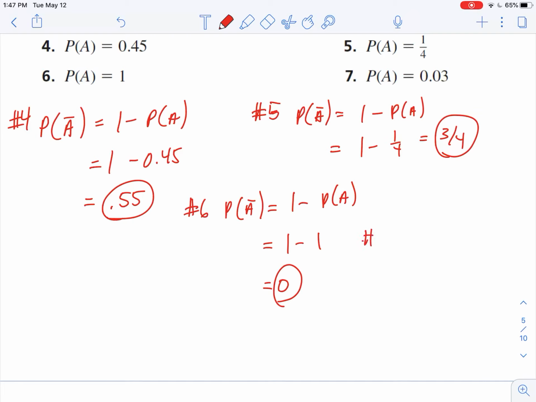And then for problem number 7, what's the probability of A complement? Well, it's 1 minus the probability of A. Here they're saying the probability of A is pretty small, 0.03, so the probability of its complement must be pretty big, about 97% or 0.97. That would be the answer to problem number 7.